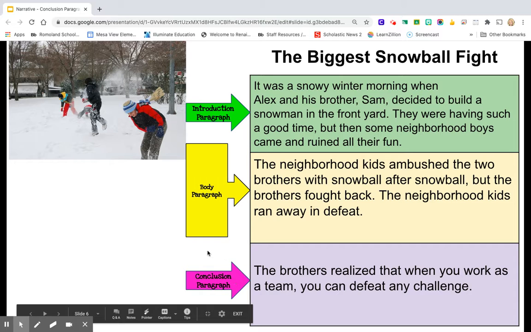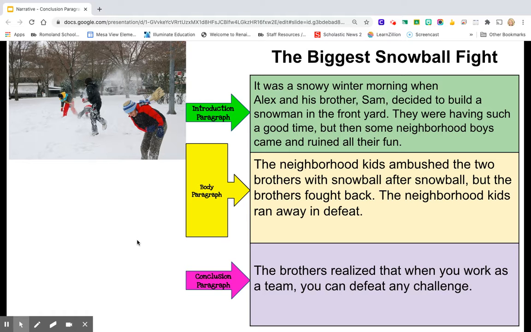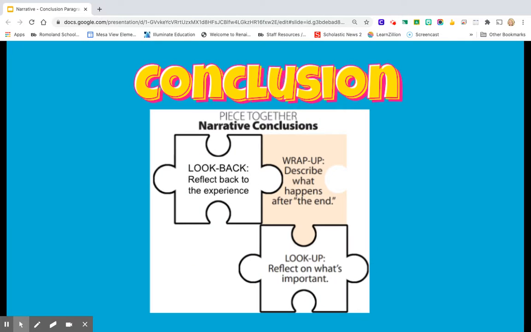And I told the author, I said, you know what, this is pretty good, but let's go back and look at all the pieces that we can include in your conclusion paragraph. And so we went back and we talked about maybe how she can add more about the look back, where she can reflect back on the experience, and maybe how did the brothers feel after they defeated the neighborhood kids. And then could she also maybe give more description about what happened after those kids ran away?